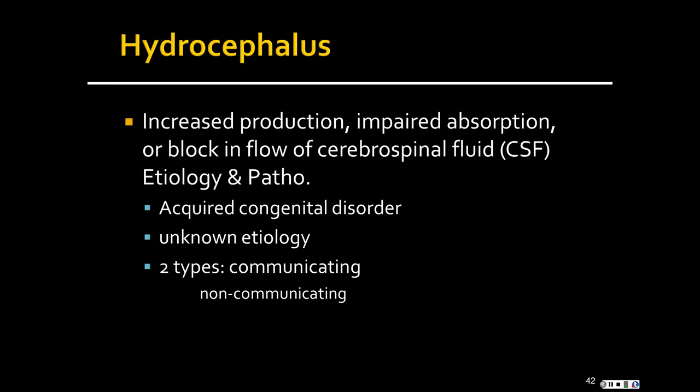1 in 500 children are thought to be affected. It can be an acquired or congenital disorder, or it can be of an unknown etiology. There are basically two types, communicating and non-communicating.